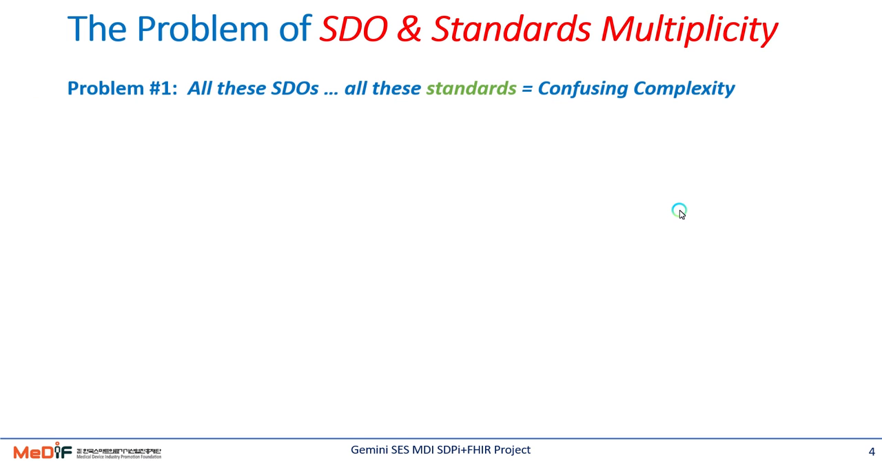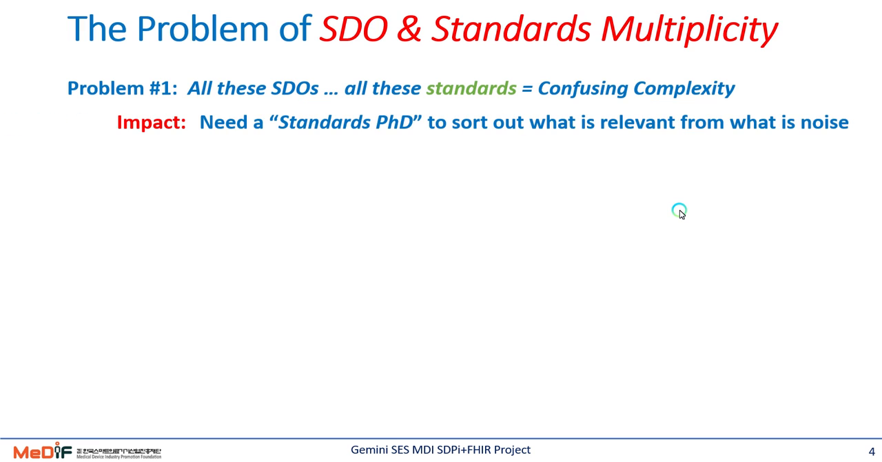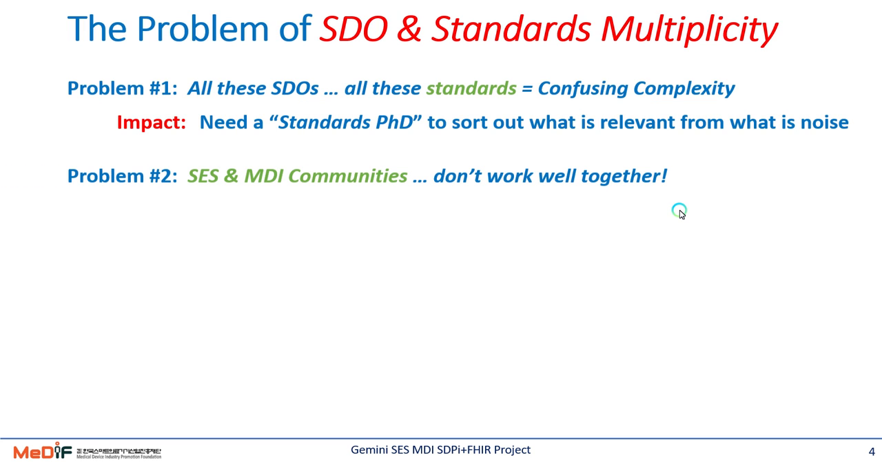Problem number one: all these standards, all these SDOs, all of them just result in confusing complexity. Anyone who has approached this topic of device interoperability and says, "Oh, let's look at the standards," before very long they're like, "Who are all these guys, and why are there so many, and how might I use those?" The impact of that is you need a standards PhD degree to sort out what is relevant to your application, your device, your software app, and what is just noise.